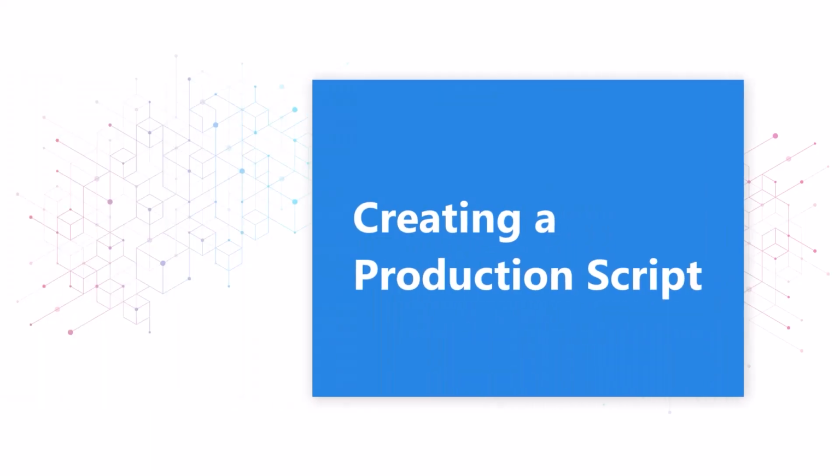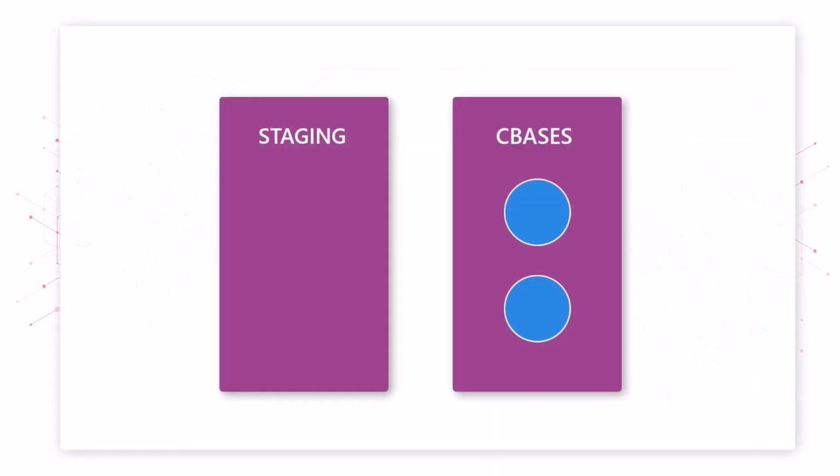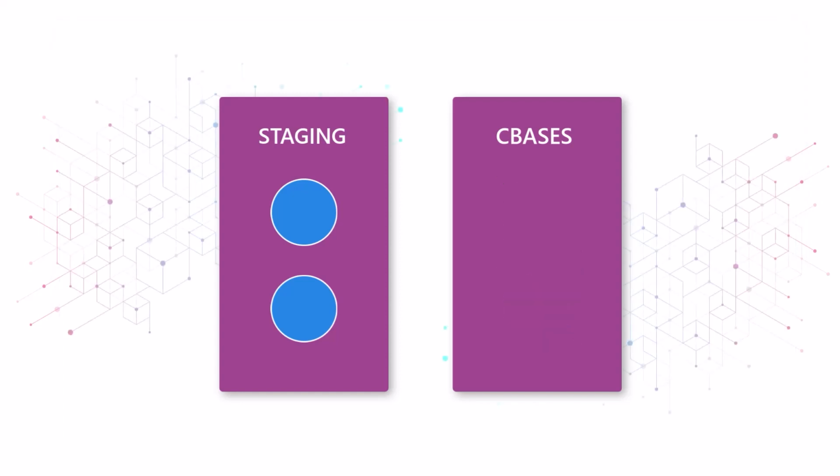In this demonstration, you'll learn how to create and run a production script to ensure that two cBases are kept up to date. First, the script calls for the rebuilding of the cBases in the staging folder. Second, the script deletes the outdated cBases in the cBases folder. And finally, the script moves the two updated cBases from the staging folder into the cBases folder.